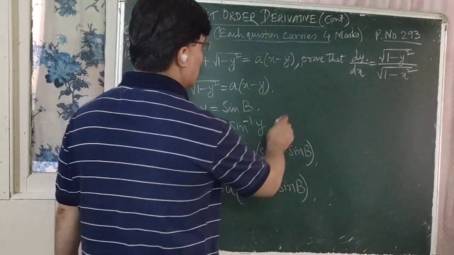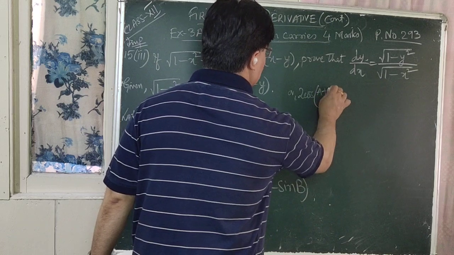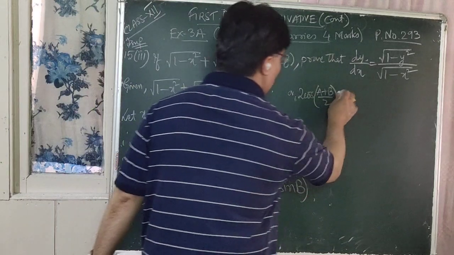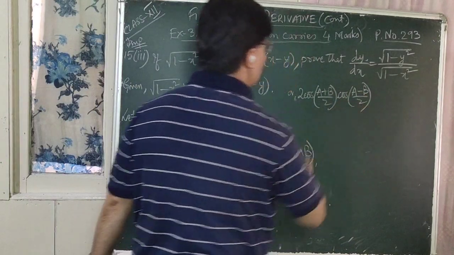Okay? What is cos A plus cos B? 2 cos of C plus D, that is A plus B by 2, into cos C minus D by 2. What is cos C minus D by 2? Cos of A minus B by 2. Is that clear?